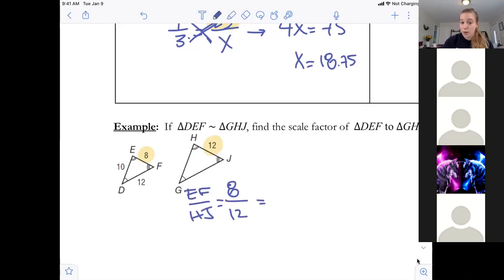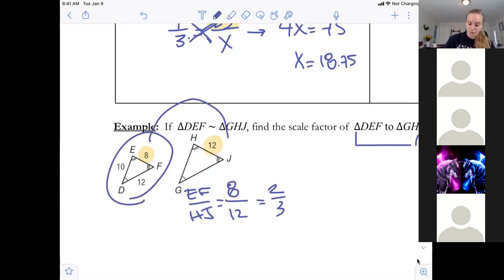I couldn't do 10 or 12 because there's no sides over here. So I can't just make something up for that. I have to actually use the two numbers I have. So 8 over 12, I can simplify down by 4 to be 2 over 3. It did say find the scale factor of DEF to GHJ, which is why I went from the left to the right. In this case, the one on the left is smaller than the one on the right, which is why it's a smaller number on top and a bigger number on bottom. So that's my scale factor.